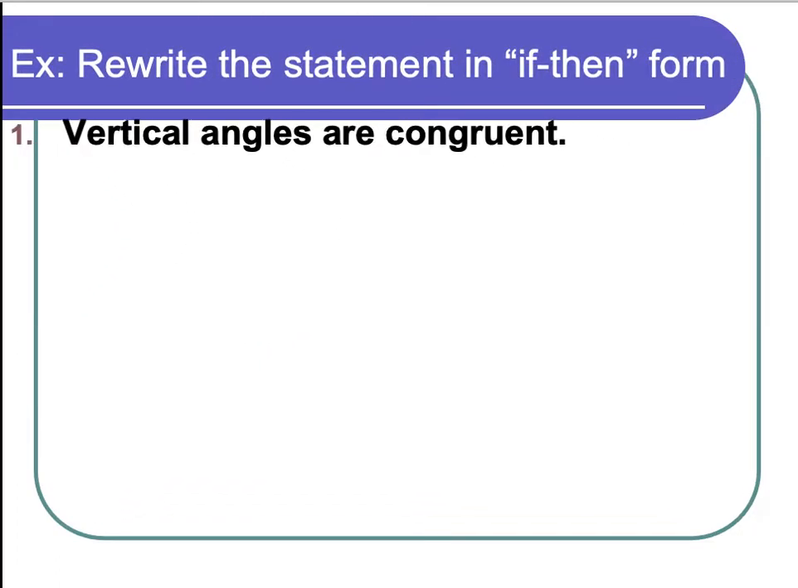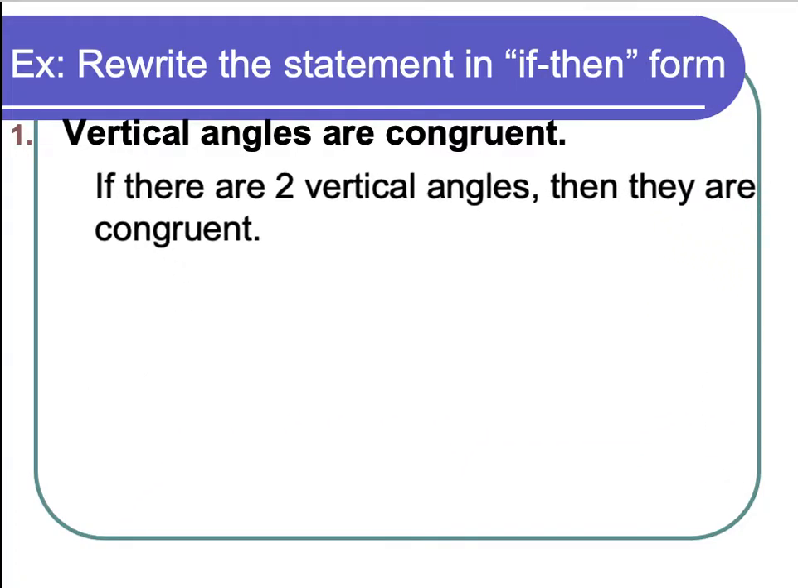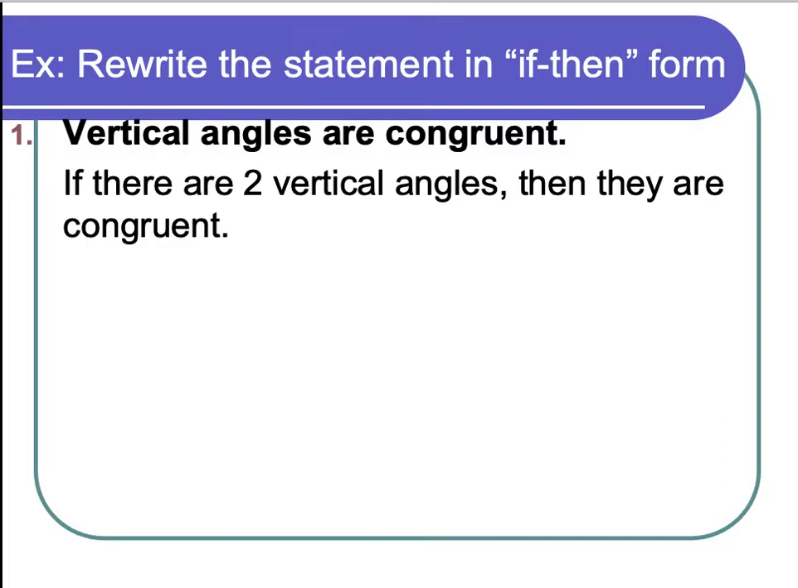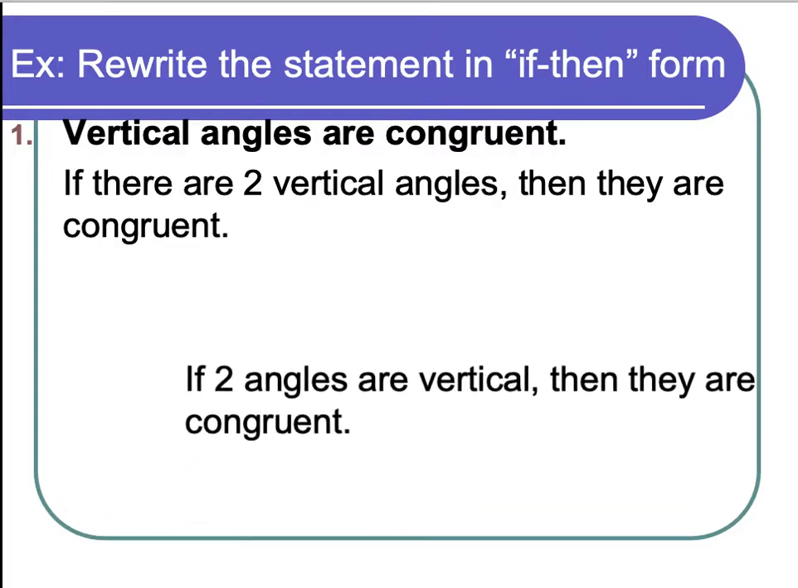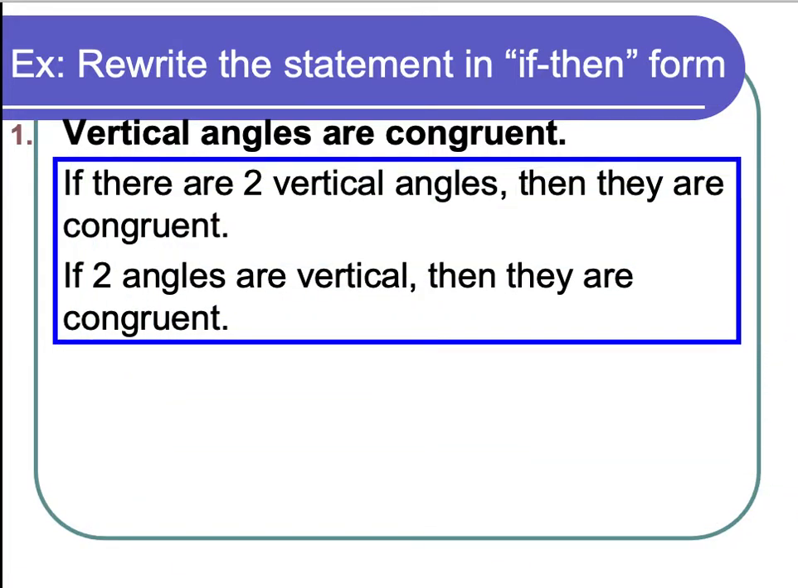So let us rewrite this statement into if-then form: vertical angles are congruent. How are we going to rewrite this in if-then form? We can show it in this way: if there are two vertical angles, then they are congruent. Or maybe in this way: if two angles are vertical, then they are congruent.